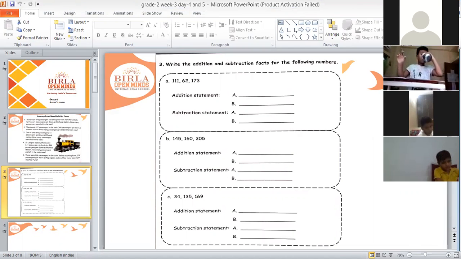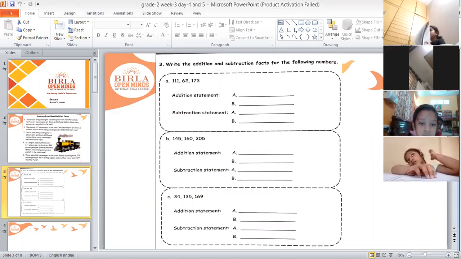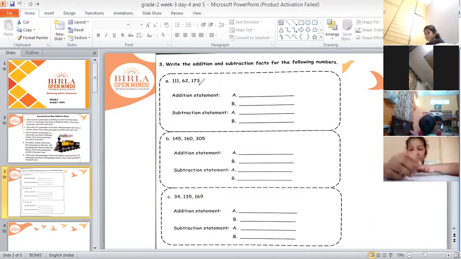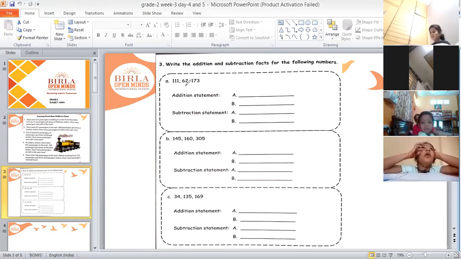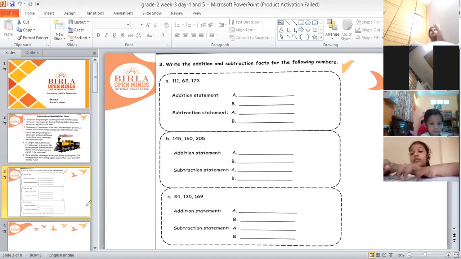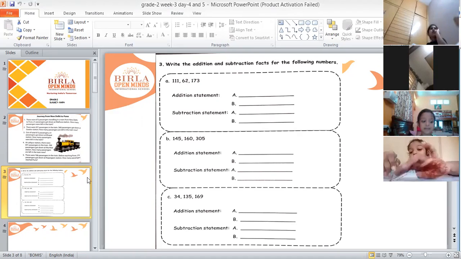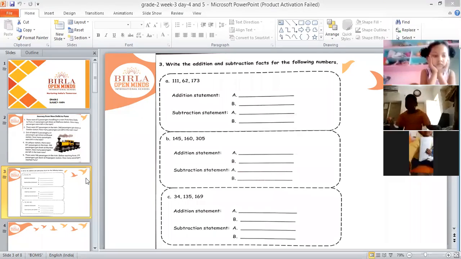So now remember this thing, whenever we are writing addition fact for any number, what we are doing, we are writing the biggest number after equal to sign. Okay, so now if you will look at your first bit, which is the biggest number, 3 numbers are there, 111, 62, and 173. So now you have to tell which is the biggest number here, and we will write that biggest number after equal to sign.